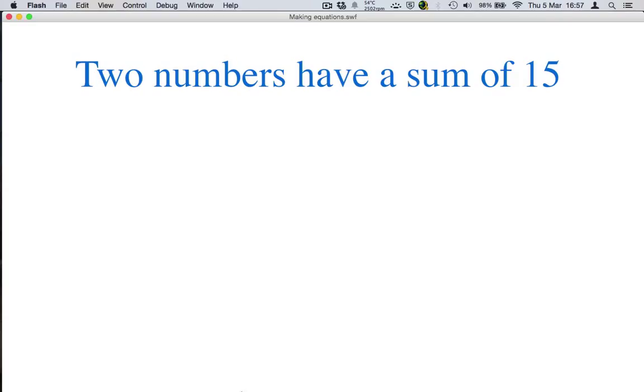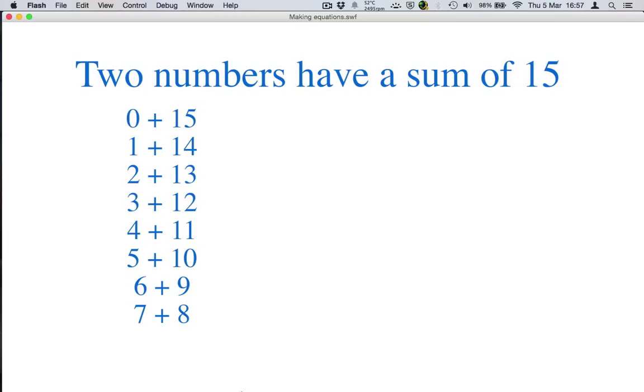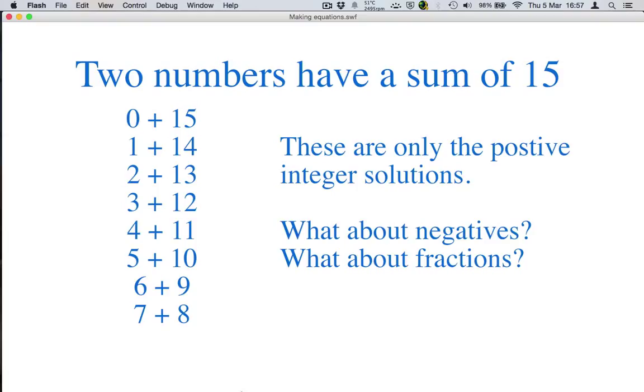Let's take a look at this. Two numbers have a sum of 15. So what numbers could they be? Now, it's quite easy to produce a list of all the numbers we could think of, and I've done so. However, these are only positive numbers. Couldn't I also have negative numbers that make 15? Like -1 and 16? Or couldn't I even have fractions? A half plus 14 and a half? So really, these are only the positive integer solutions that I've written.